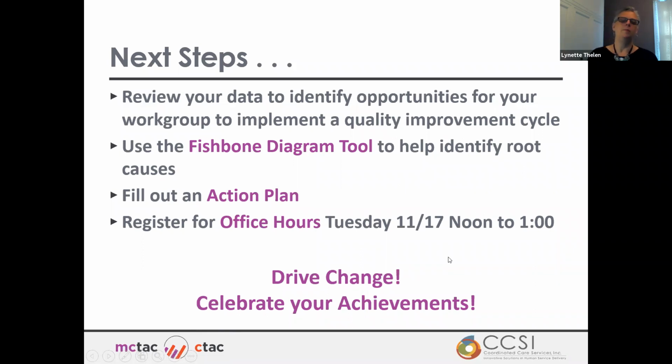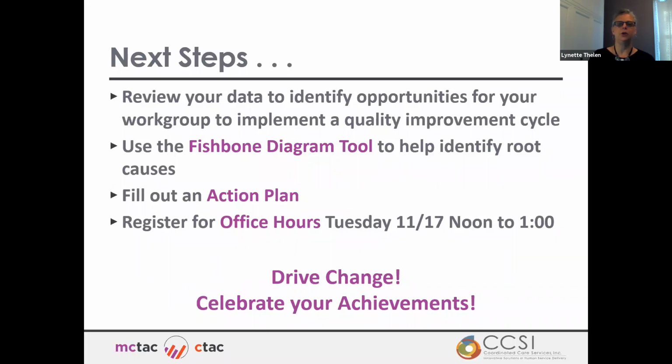Okay, so those are the basics of a quality improvement cycle. In terms of where you go next, take a moment to revisit the data that you've been gathering as we've gone through the previous sessions. You should have some start on your data. When you have enough data to take a look at it, you'll be able to identify some opportunities for change.